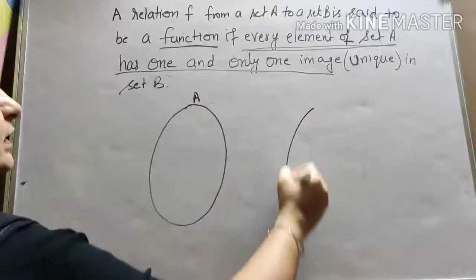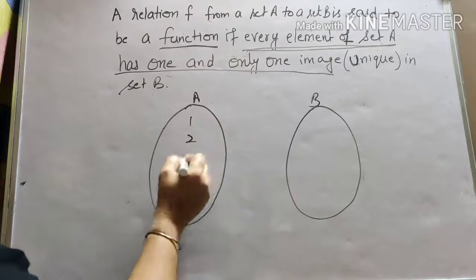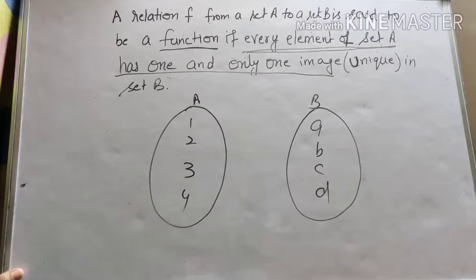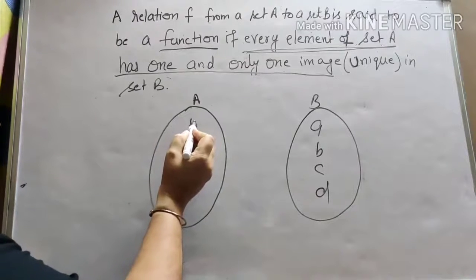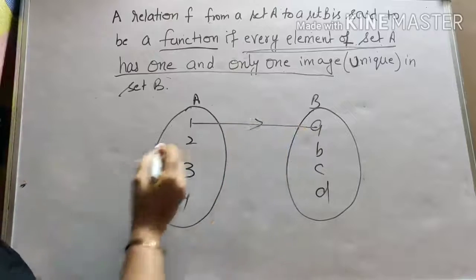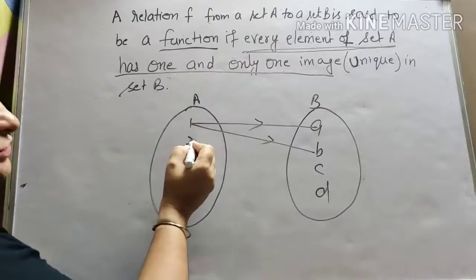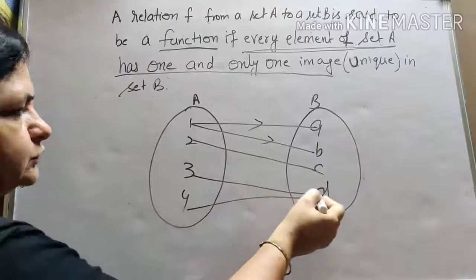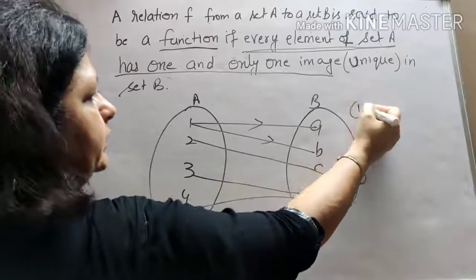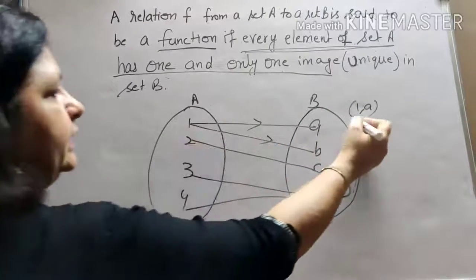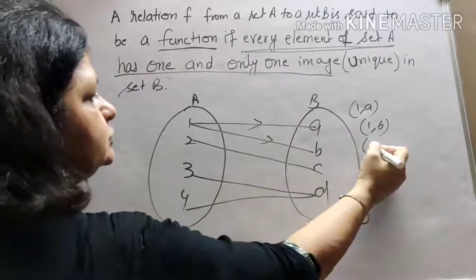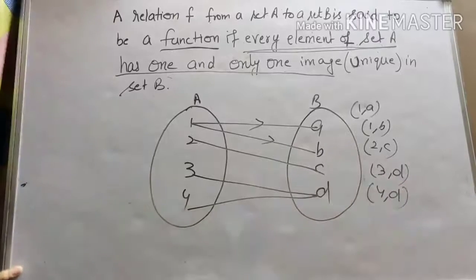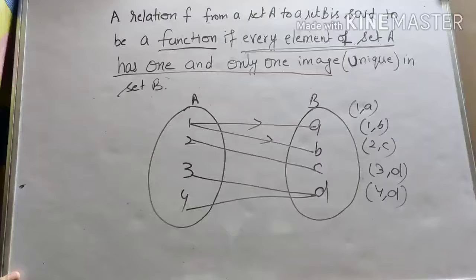Elements of set A are 1, 2, 3, 4. Elements of set B are A, B, C, D. Now, if it is given image of 1 is A, image of 1 is B, image of 2 is C, image of 3 is D, image of 4 is also D. Now, 1 is related to A, 1 is related to B, 2 is related to C, 3 is related to D, 4 is related to D. Now, this relation is not a function.